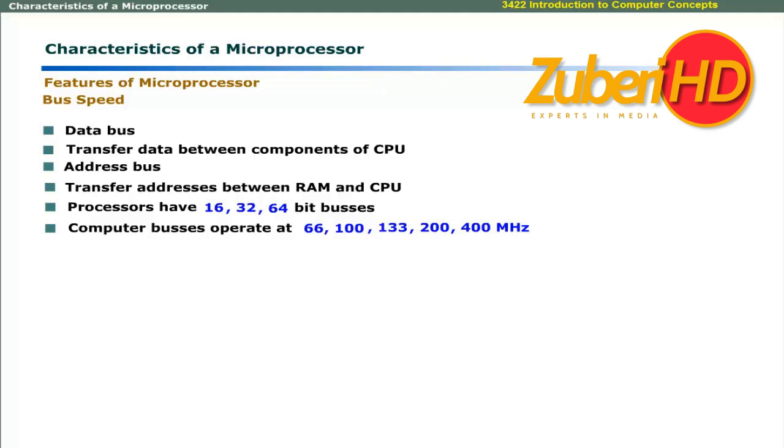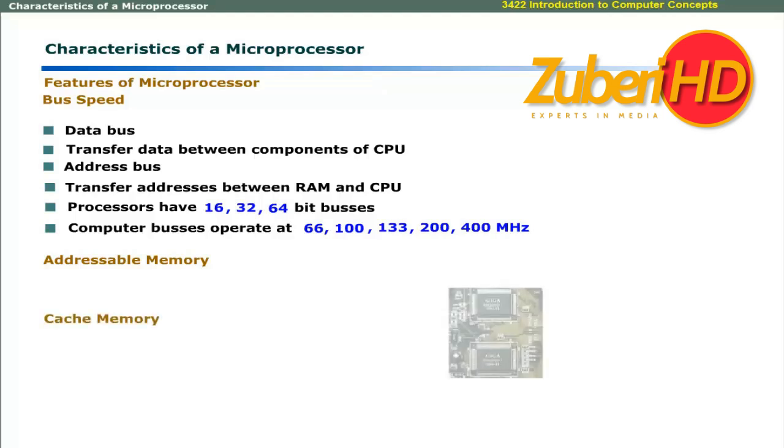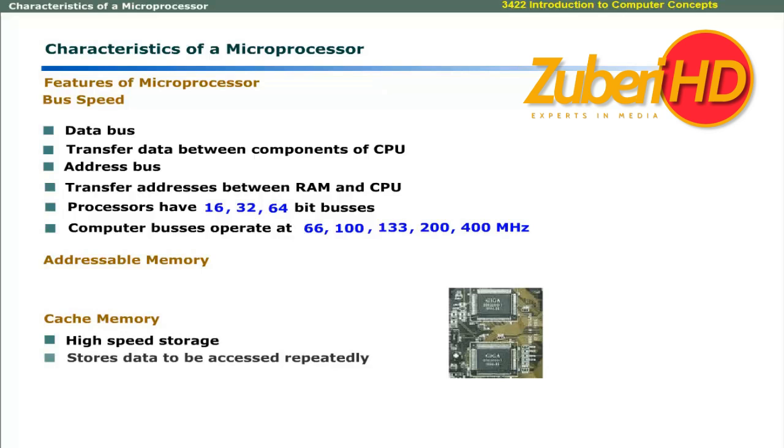The next feature of a microprocessor is its addressable memory. The figure shows the comparison between processor addressable memories. Modern microprocessors contain high-speed storage called cache memory. Cache stores the data and instructions that are accessed by the processor repeatedly. Microprocessors have support for Level 1, Level 2 and now Level 3 cache memories.